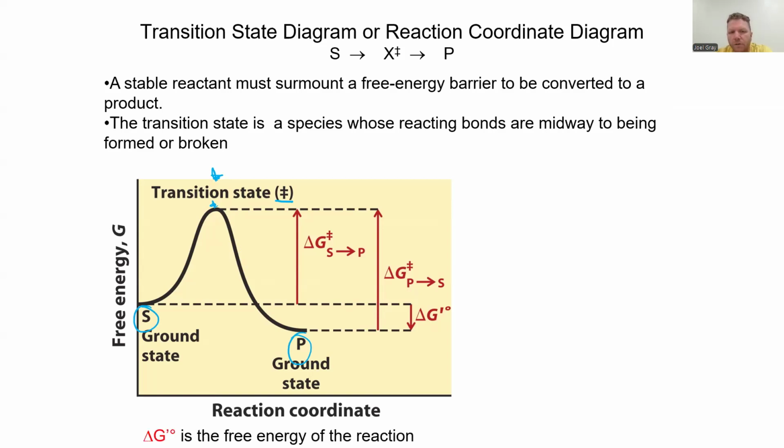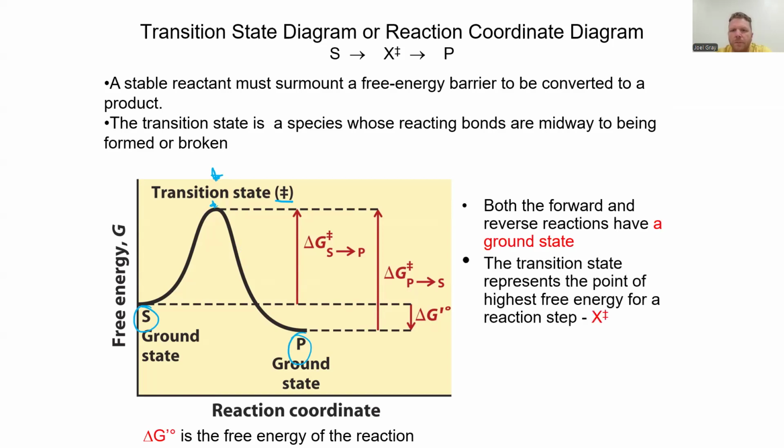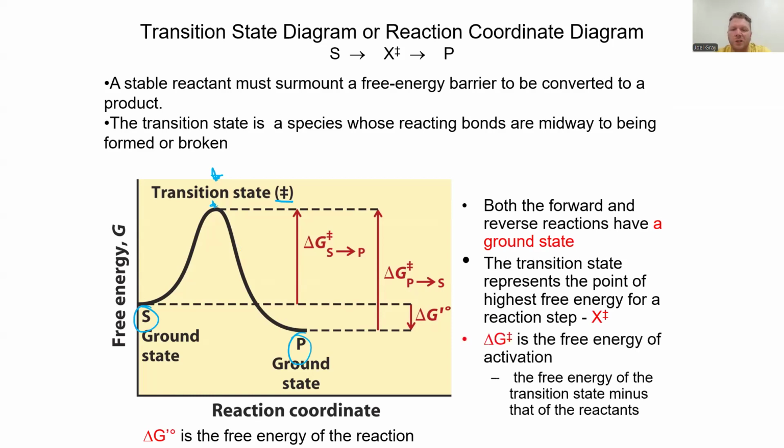We have a free energy, or delta G naught. A biochemist's free energy is the free energy of the reaction, but the forward and reverse reactions have a ground state. The transition state represents the point of highest free energy for a reaction step. Delta G double dagger is the free energy of activation. So this delta G double dagger is basically going from our substrate to our transition state. That's the amount of energy that we require to get there.